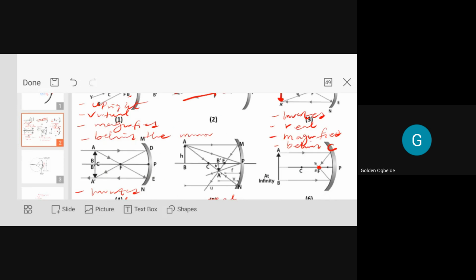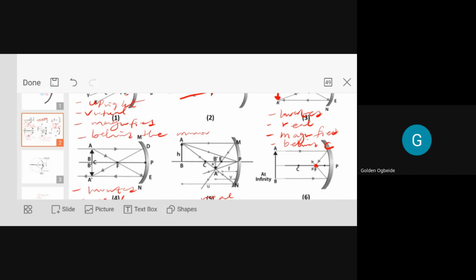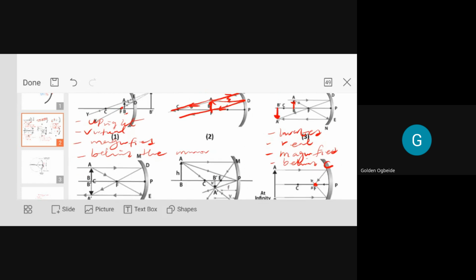Every other time the image is going to be formed will be what? Real. The image will be formed real. At every other position, we have real images, except when the object is at the focal point, where the image will be formed at infinity. Of course, infinity, we don't even know where and how. No one can approach that. All right. So that's what we're saying.